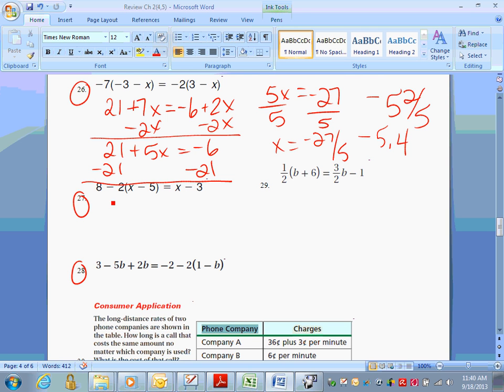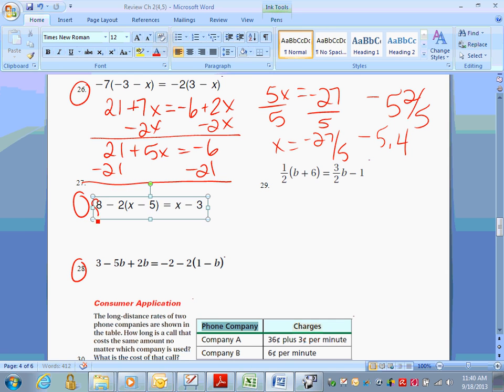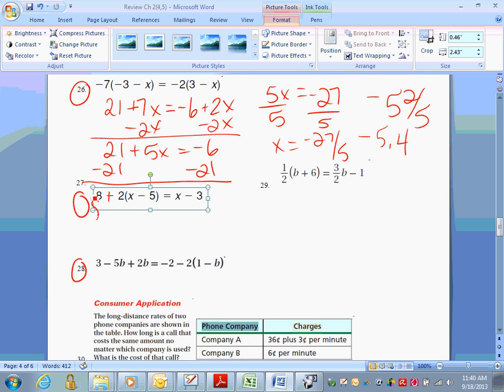Number 27, the one thing you do not do is 8 minus 2. You are going to drop the 8. Drop the 8, and I need to distribute that 2. That is a -2, but something is dysfunctioning right now and it's not happy.